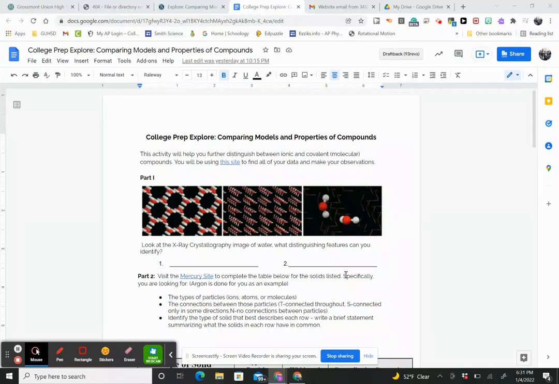Everyone, I've gotten a couple of questions on this specific activity, so I wanted to do a real quick screencast and send it out to people who needed a little bit of help. So right here we have the comparing models and properties of compounds activity. And what you're going to do is go to this part right here. It says this activity will help you further distinguish between ionic and covalent molecular compounds.